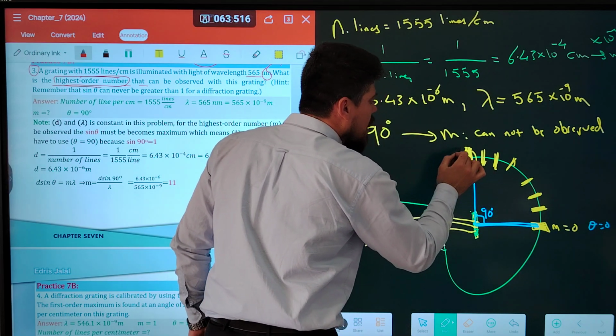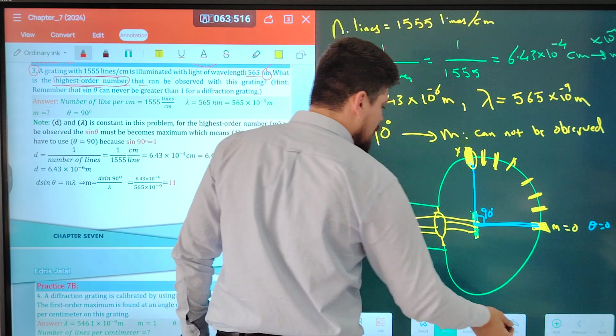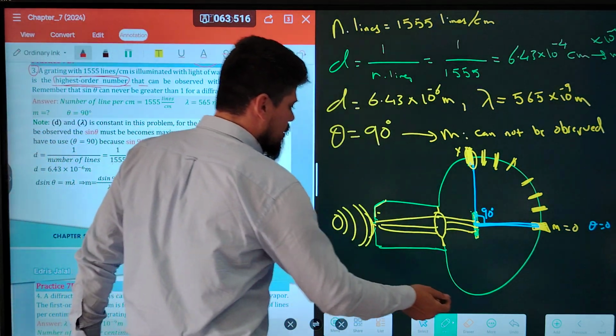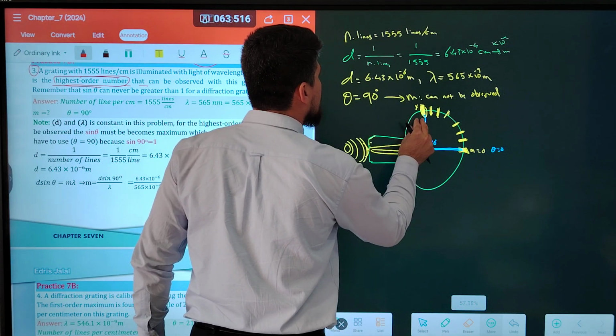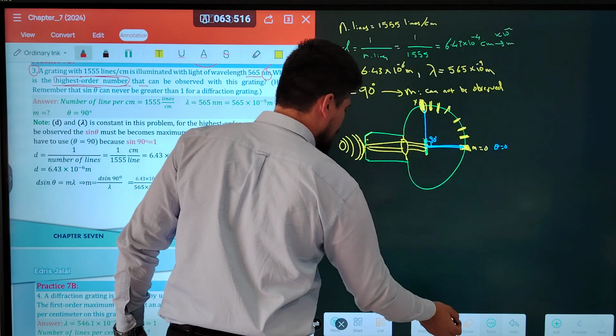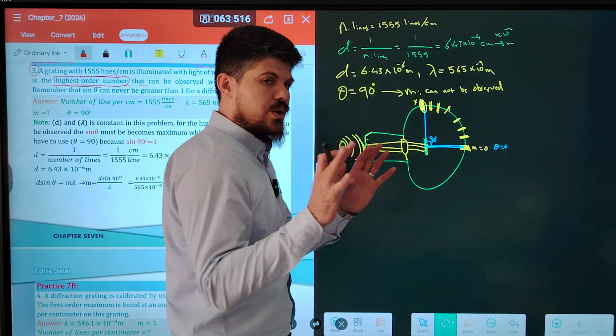Okay? This order cannot be seen, be careful, when theta is equal to 90. Now, we have to find the order number. The order number is equal to what? Look, this is a very good question, be careful, as many students are struggling with this question, but I'm going to make it easy. Guys, did you get it?